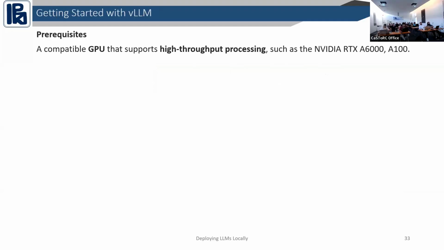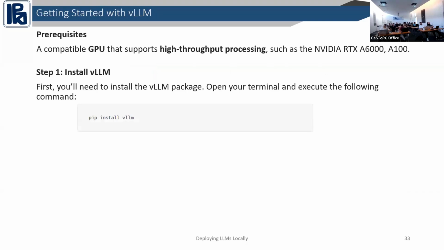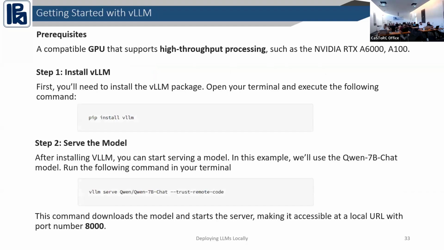Now, to start with vLLM, first you probably need a GPU. And then you can install it through pip, right? And then what you can do is you can start serving the model. So for example, here you can serve the model with vllm serve, and then you select the model. And this will effectively download the model, and it will make it accessible at the local URL through the port 8000. You can also change that through some different command line arguments. But the idea is you install vLLM, then you do vllm serve, and this will launch your model locally.